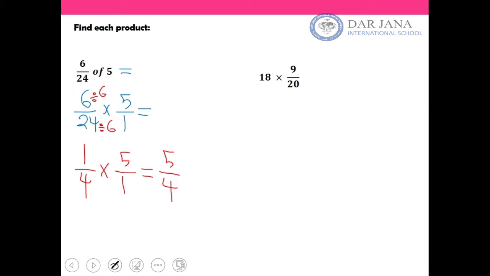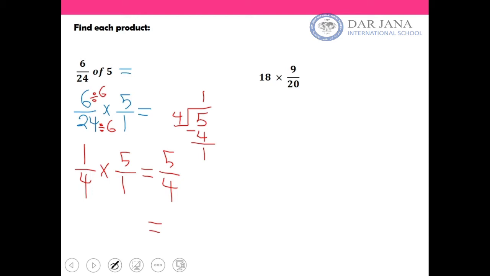Remember, if it's an improper fraction, I need to change it into a mixed number. If you forgot how to change it to a mixed number, I will try to divide. It's going to be 5 divided by 4, which is 1. 1 times 4 is 4. I subtract. So it's going to be 1, and the remainder is 1.